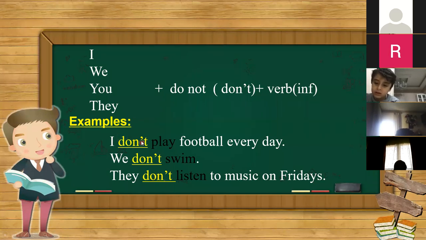And what comes after don't? What comes after it? Noun or verb? Who can tell me? Yes, excellent, Yusuf. Excellent, Yahya. Excellent, all of you. So comes the verb: play, swim, and listen. Will we add anything to the verb here? Does the verb need a jacket here? No, excellent, all of you. So after don't comes the verb in the infinitive or stem form. So I don't play, we don't swim, they don't listen, and so on. Is it clear?